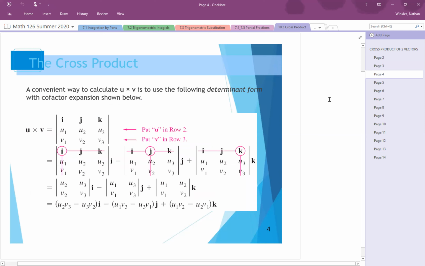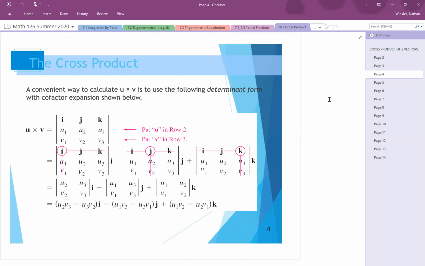as in right here. So a convenient way to calculate u cross v is to use the following determinant form with cofactor expansion below. Now, there are some things that we have to keep in mind. The top row is always our i, j, and k. The second row is always u1, u2, u3, so it's your first vector, just the components of it. The third row is our second vector, v1, v2, v3, just the components of it.